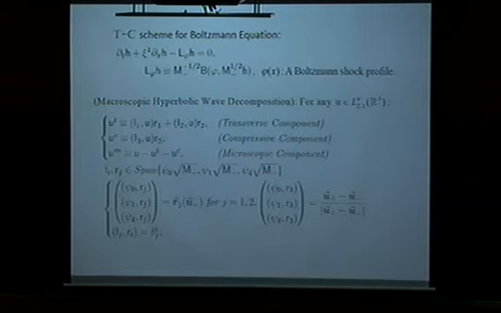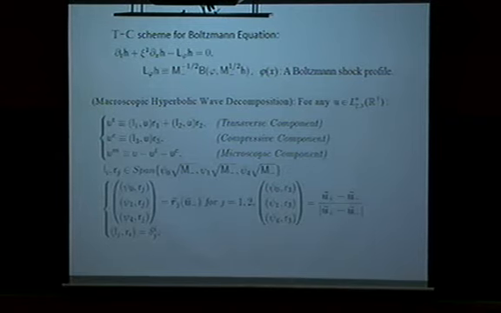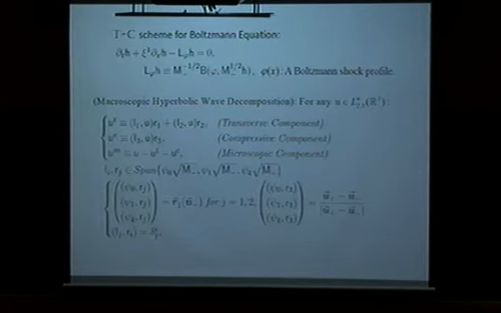First we take care of the macroscopic component. It is uniformly decomposed into a T part, the transverse part, and a C part, the compressed part. Then we leave the microscopic component there. With this decomposition, we try to construct an apparatus to construct wave propagation.